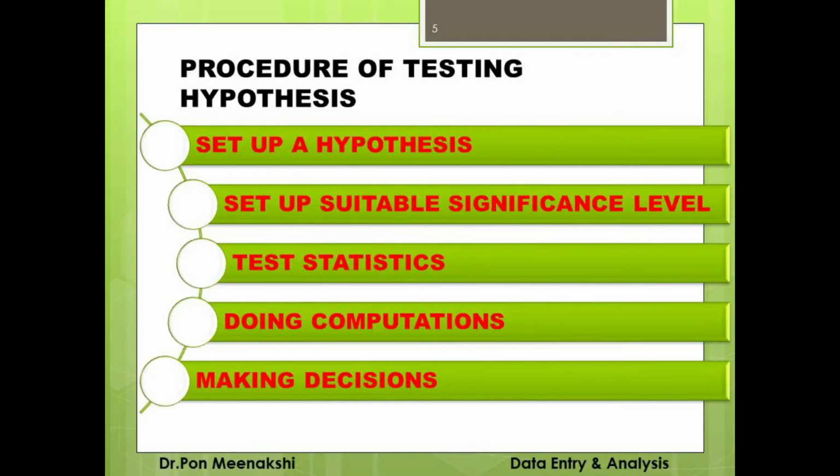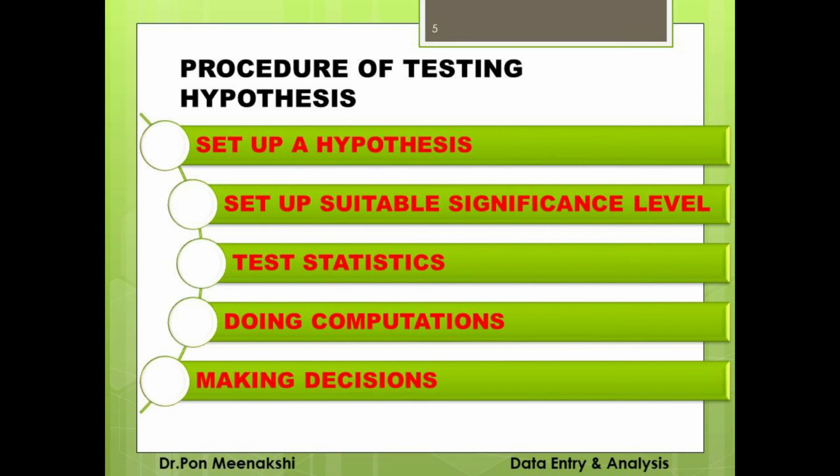The next slide is about how to do hypothesis testing. What are the procedures involved? Hypothesis, as I said earlier, is a tentative assumption towards the research problem or research question. Now it has 5 basic points. The ultimate objective is making a decision.